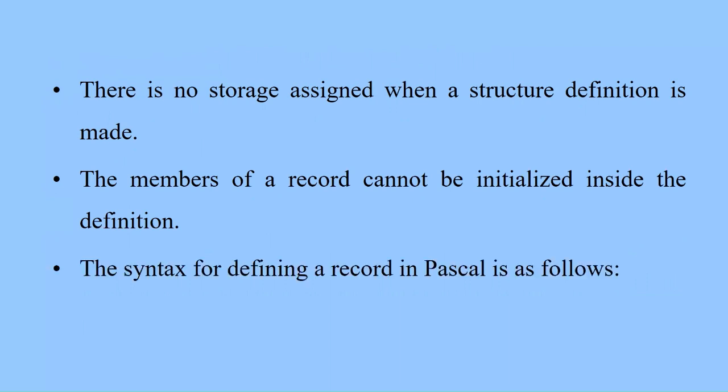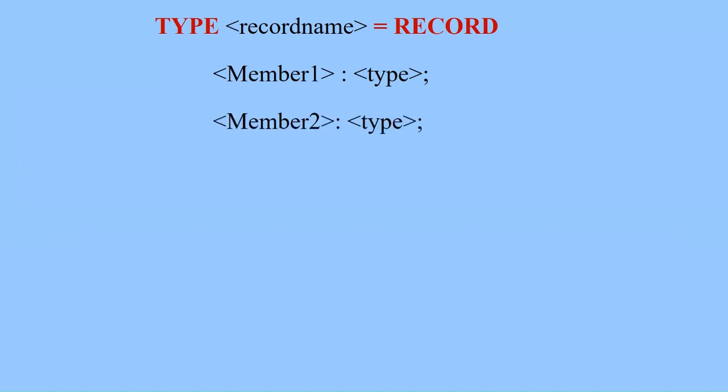The syntax for defining a record in Pascal is as follows. Type record name equals record, followed by the members. We have member 1 and its data type, member 2 and its data type, etc., up to the last member and its data type. And then we have end with a semicolon. So that's how we define a record data type in Pascal.